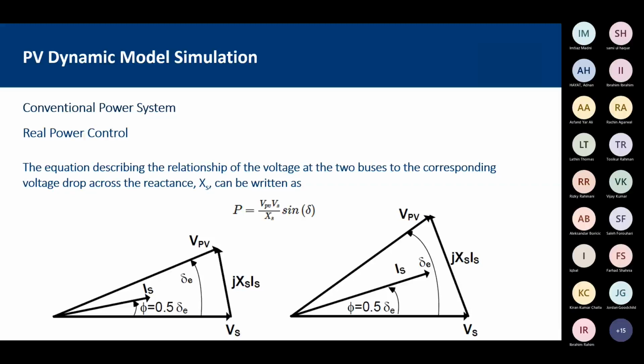And similarly, if the reactive power is spent in this XS reactance, then VPV has to be lower than VS, so then the reactive power can flow the other way. Which is normally the case, right? So if it has to be shared, then obviously VPV has to be equal to VS in that case.